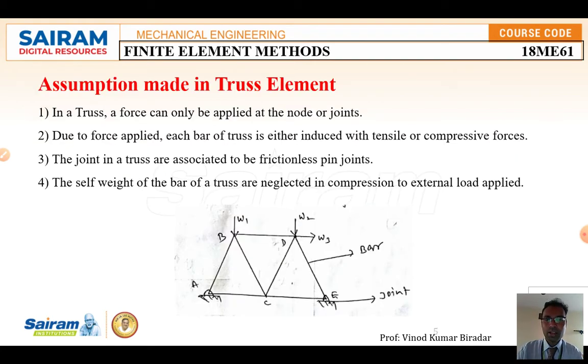Next, what are the assumptions made in a truss element? First, a force can be applied only at the nodes or joints. Look at this, the loads 1, 2, 3. Second, due to the force applied, the force should be either tensile or compressive. Third, the joints in a truss are frictionless pin joints, and fourth, the self weight of the bars of a truss is neglected in comparison to the external load applied. These are the four assumptions made in a truss element, and this is a most important question: what do you mean by truss element and what are the assumptions made? They may ask it in the examination, around a 4 mark question.